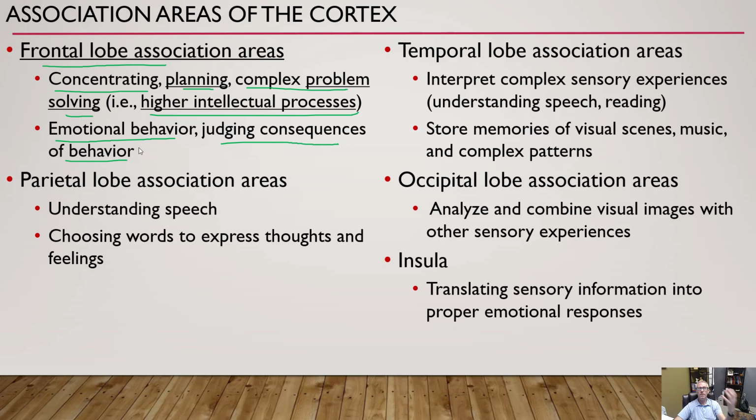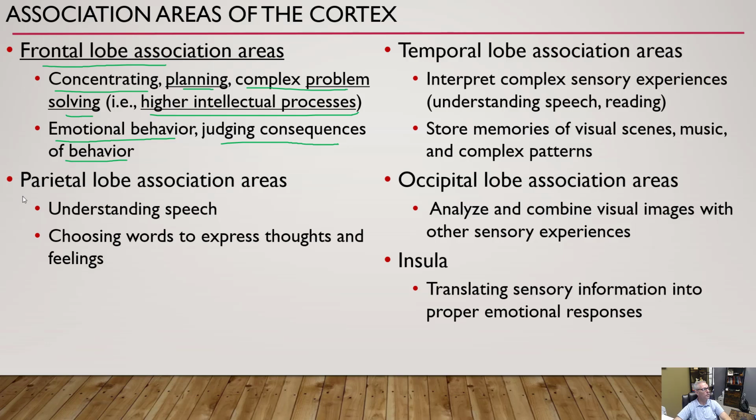Now, one thing that we know is that the frontal lobe is not fully developed until about 25 years of age. And one of the things that protesters or people keep questioning is, if your frontal lobe isn't fully developed until 25 years of age, why are we convicting people as an adult when they're 18 years old?